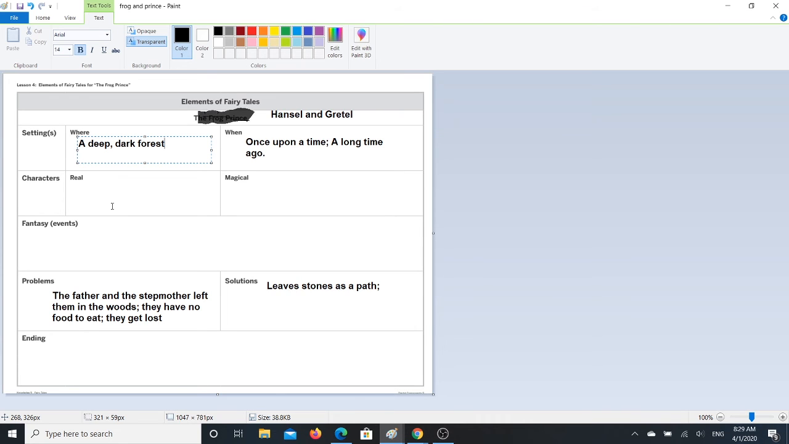So, are any of these characters in this story royalty? Is a woodcutter royalty? No. Woodcutter, wife, Hansel, and Gretel. Those are our real characters in this story. Okay.